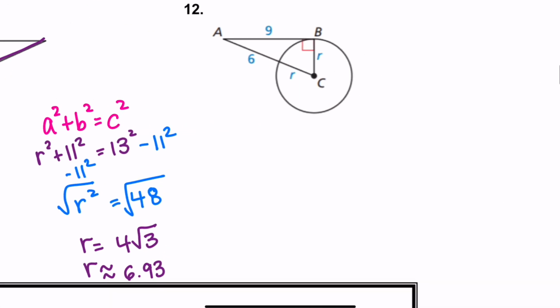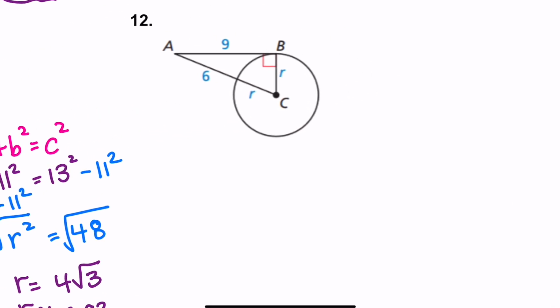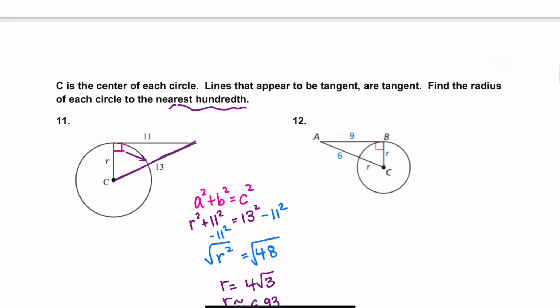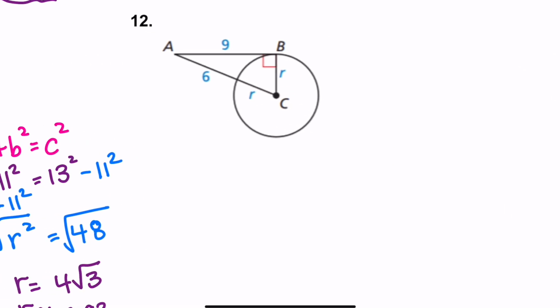Okay, now number 12. This one is a little tricky because we have an r here, and we have an r here, and we have a 6 here. So we know this is a tangent line. So the rules of the Pythagorean theorem have to hold, where a squared plus b squared has to equal c squared. Let's start with the longest side across from the right angle, which is this AC. Now we have part of it is 6 and part of it is r. We're going to add those together to be 6 plus r, and we're going to square that whole quantity.